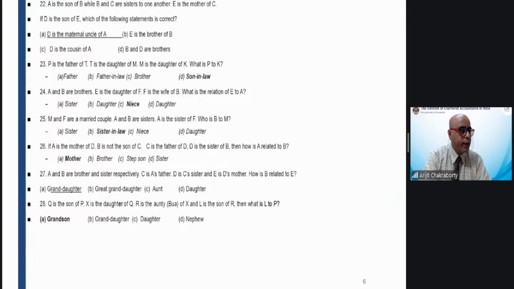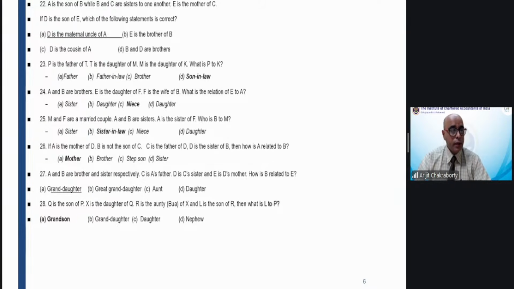27 is the same. 28. Q is the son of P. Okay, so P has a son Q. Q is male. X is the daughter of Q. X is female. So P has a son, a direct descendant. P has a son Q and X is the daughter of Q. R is the aunt of X. And L is the son of R.